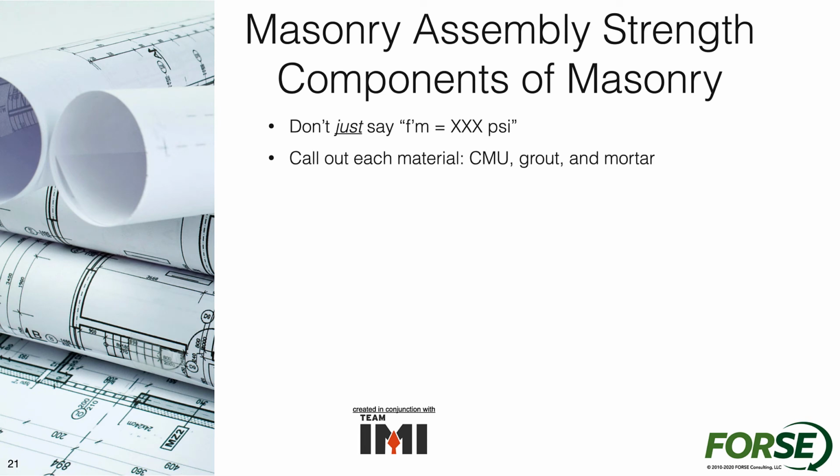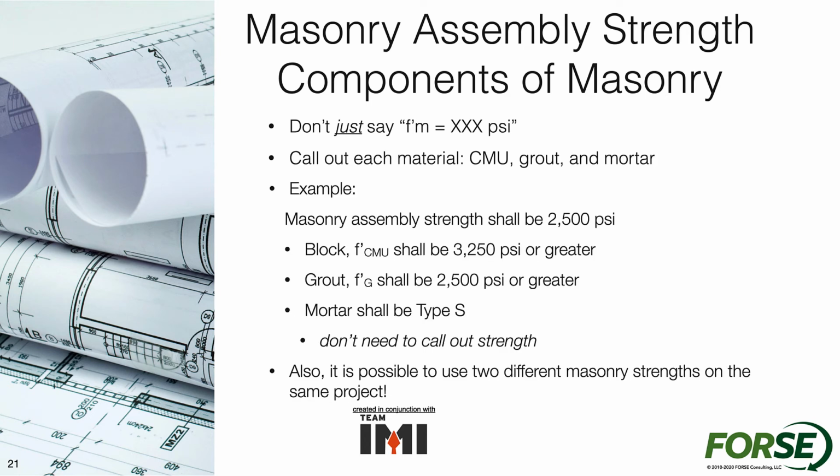So for the overall assembly of a masonry wall, when you're specifying it on drawings, don't just say what the overall strength of the masonry wall would be. Call out what each element would be: the CMU, the grout, and the mortar. For example, we could define a block strength to be 3250 or greater. We could define the mortar type to be Type S. And once we know those two variables, we would know that our f'm should be 2500, which would then give us a grout strength of 2500 or greater.